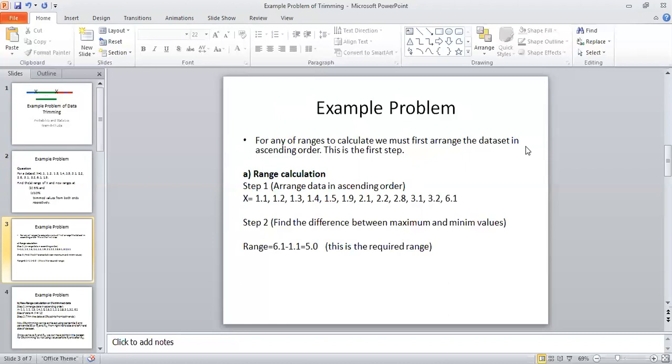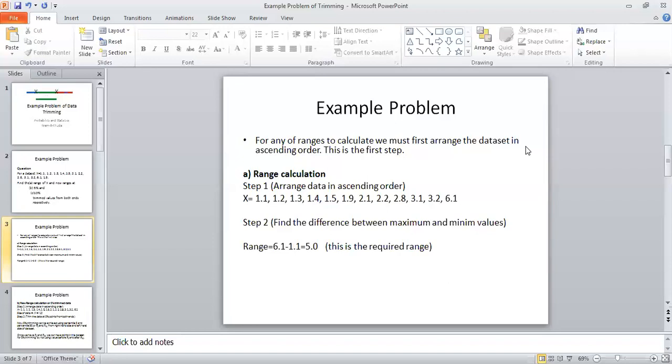Please consider it. If you don't consider it, then your ranges, your percentiles, deciles, quartiles, whatever you find out, would be incorrect. So once the data is in the ascending order, we use the formula for range. You can check in the lectures of ranges and quartiles and percentiles, deciles, how we find these differences. So range is the difference between the maximum value of the data set and the minimum value of the data set. The subtraction between the two is the range.